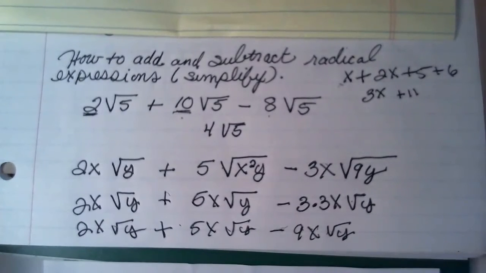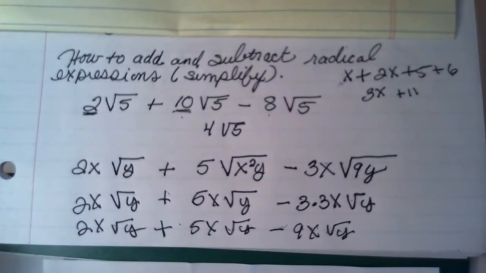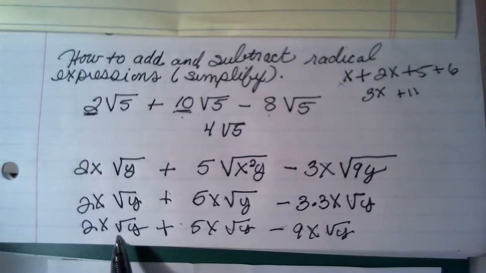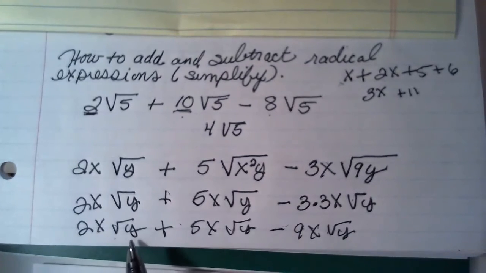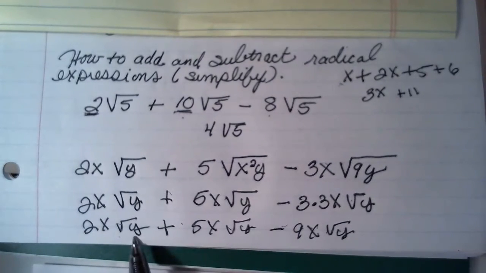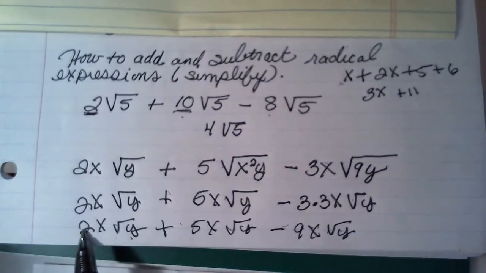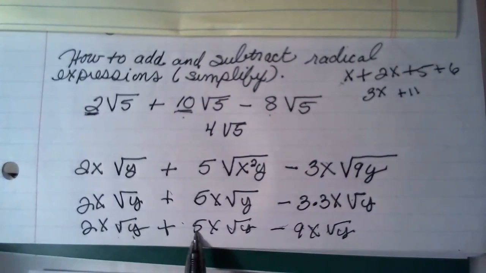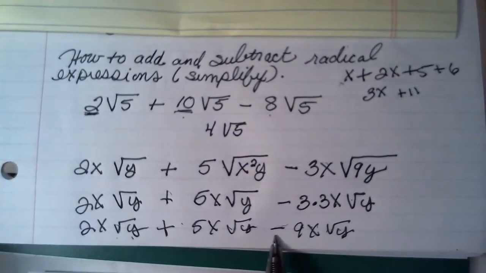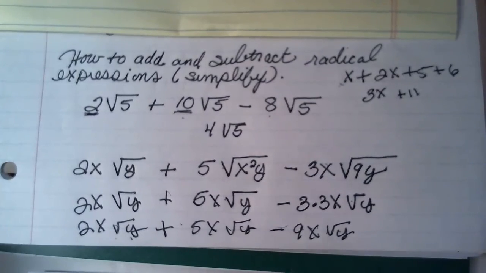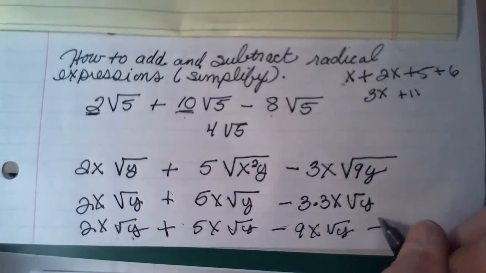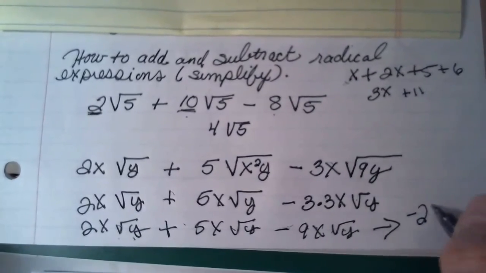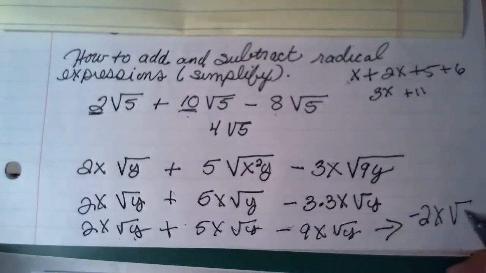Now all three terms are like terms because they all have the same letters, they all have the same radical, they're all square roots, and they all have the same item on the inside of the radical. Therefore, I go to my coefficient, 2 plus 5 is 7, 7 minus 9 is negative 2. So this particular expression simplifies to be negative 2x square roots of y.